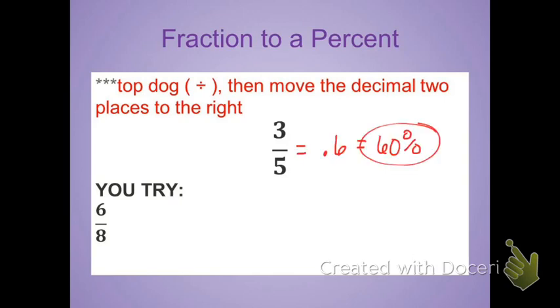How many people think my answer is correct? Very good. Okay, so you divide 5 into 3, and you'll get the decimal. Then to go from a decimal to percent, we just move it 2 places to the right because of Dr. Pepper, right? All right, do 6/8. So we divide 6 divided by 8. That gives us 0.75, but it didn't ask us for the decimal. It said the percent. So we're going to move it 2 places to the right, and we have 75%.